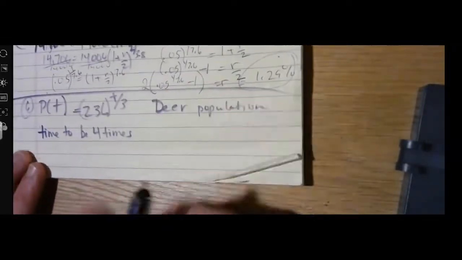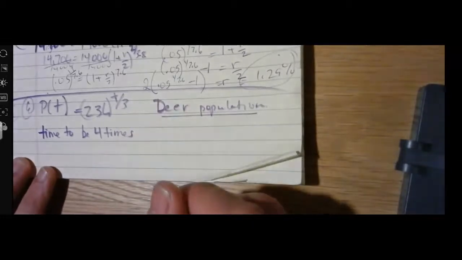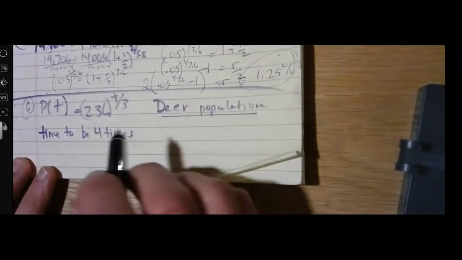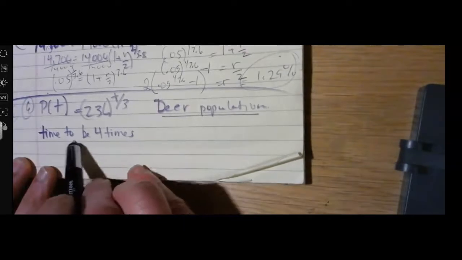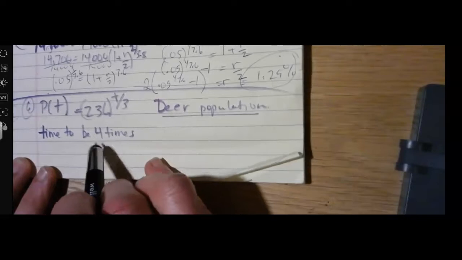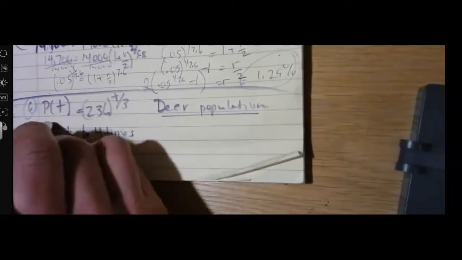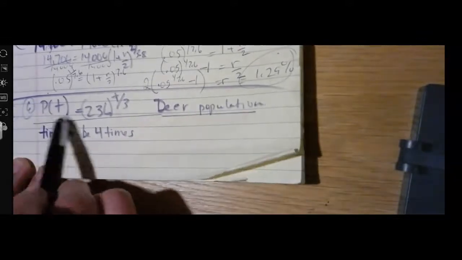Now, number 6 is really a little bit of a reading problem. If you misread it and miswrite it down, you can drive yourself crazy going in circles, and I don't want that to happen to you. They tell you the time, we want to know the amount of time it takes for the deer population to quadruple, or to be 4 times as much.